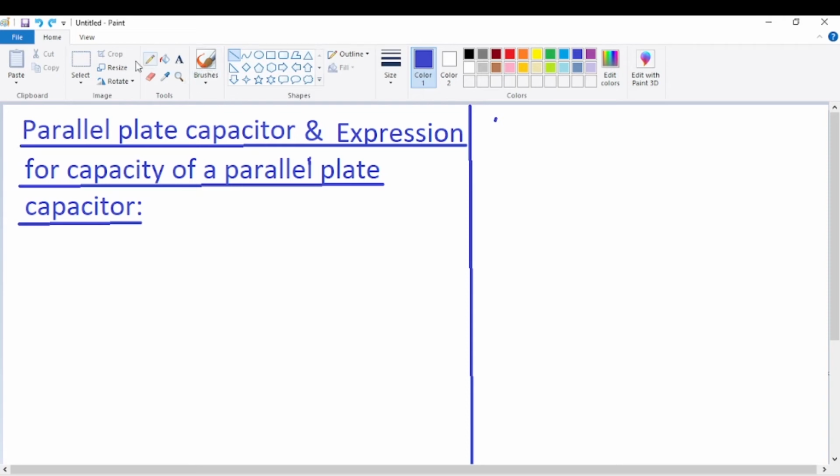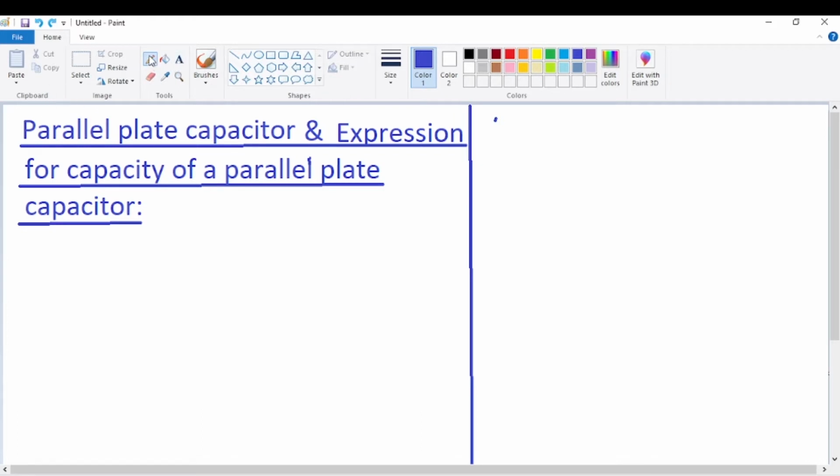Today's topic, parallel plate capacitor and expression for capacity of a parallel plate capacitor. That is the derivation of the expression or formula for the capacity of a parallel plate capacitor. Now this expression is actually derived directly from the definition of the capacity of any capacitor in general.